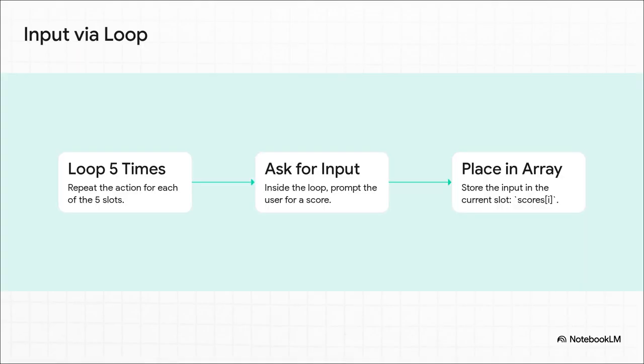So let's break this down. Step 1, we just tell the computer to loop 5 times. Easy enough. Step 2, inside that loop, we ask the user for a score. And step 3, this is where the magic really happens. We take that input and we place it right into the current slot of our array. See that scores[i]? That i is our counter. It's our index. It starts at the first spot, then moves to the next and the next, filling up each slot one by one. It's so efficient.